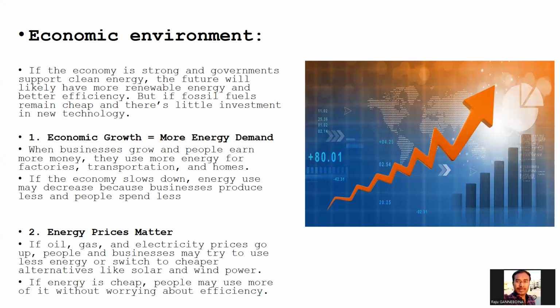If oil, gas, and electricity prices go up, people and business people may try to use less energy or switch to cheaper alternatives like solar and wind power. If energy is cheap, people may use more of it without worrying about efficiency.